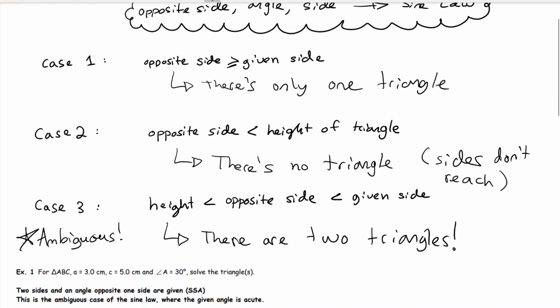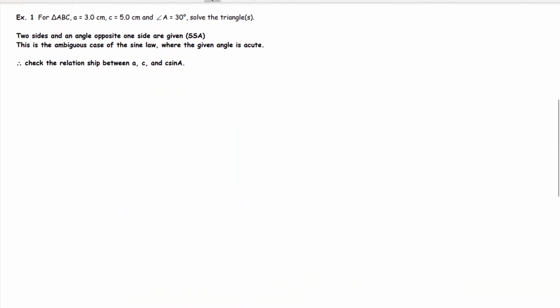So let's have an example of how I actually solve a question that is the ambiguous case. Here I have an example for triangle ABC. One side is 3 centimeters, another side is 5 centimeters, and angle A, which is opposite of little a, is 30 degrees. It says solve the triangle or triangles. So we know that 2 sides and an angle opposite to one side are given. This is an ambiguous case of the sine law, where the given angle is acute. Our given angle is 30 degrees. If you remember, acute means it's less than 90 degrees.